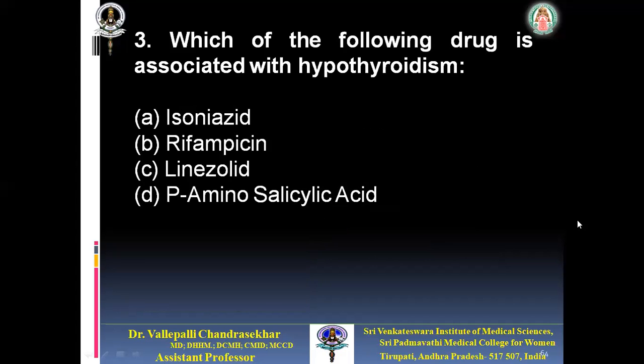So which of the following drugs is associated with hypothyroidism? Para-aminosalicylic acid. Yes, any other? Yes, the correct answer is para-aminosalicylic acid. So again, you have to start diagnosing hypothyroidism, that is, you have to send the sample for TSH. And this drug, PAS, is associated with hypothyroidism.